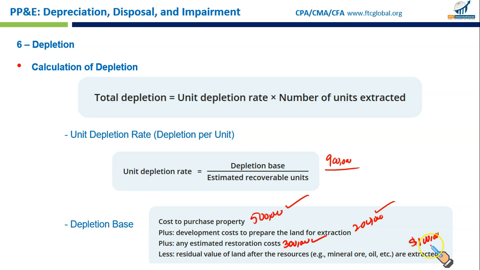1 million less salvage value, 900,000. This is the depletion base, and assuming 100,000 units would be recovered, the rate we have is $9, right? So the unit depletion rate is $9. Let's say for a particular year we extract 500 units. So the depletion for that period would be simply $4,500.